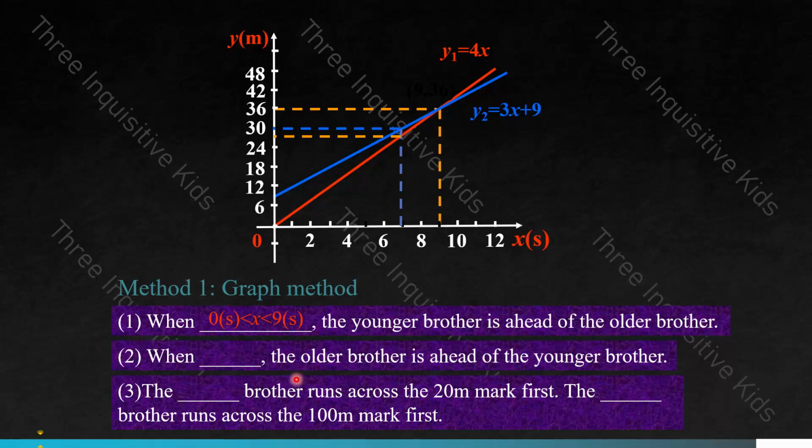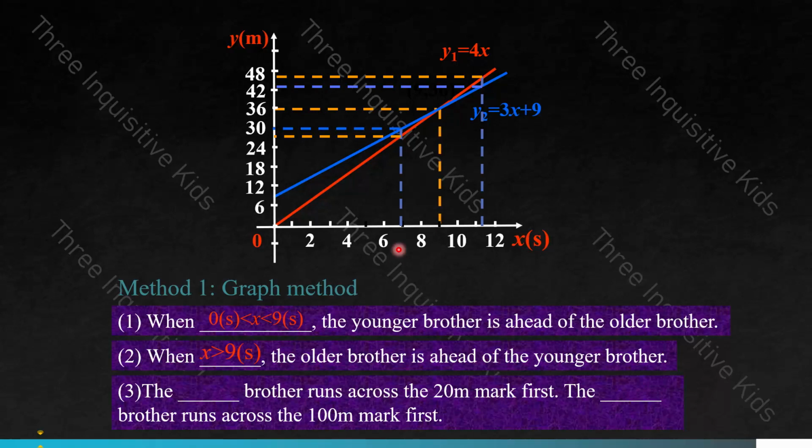So now let's do the second question. When, blank, is the older brother ahead of the younger brother? Well, that would be when x is greater than 9 seconds, because past this intersection point right here, the older brother is leading ahead of the younger brother. The blank brother runs across the 20-meter mark first. The blank brother runs across the 100-meter mark first.